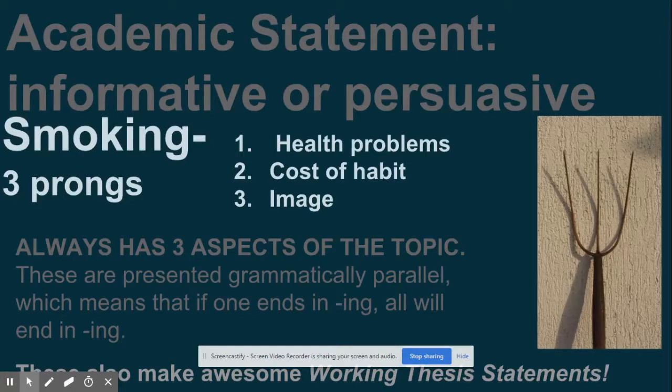And because they have these 3 aspects, these are also great working thesis statements. Maybe as you develop your ideas for an essay, you would take out image and put another kind of detail in there instead. But that's what I mean by working thesis. You have this thesis now, and as you develop your thoughts on it, maybe one thing would drop out and another detail would come in. That's completely up to you as the writer.